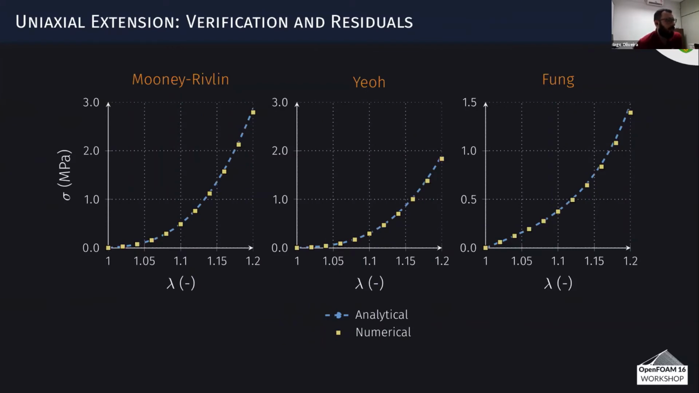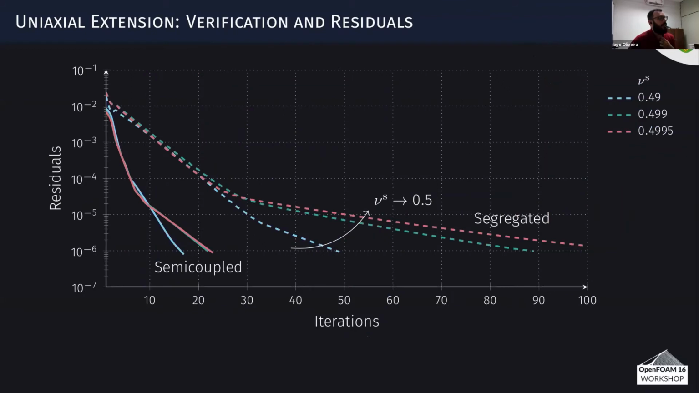Regarding the solver, it shows good agreement with the analytical solution independently of the models that we tested, as you can see in this figure of the stretch-stress curve for this case. And the residual behavior is pretty much the same that I showed you before for the cylinders. So the semi-coupled one shows a pretty consistent behavior independently of the Poisson coefficient, whereas the segregated one deteriorates completely, even for these very simple cases.